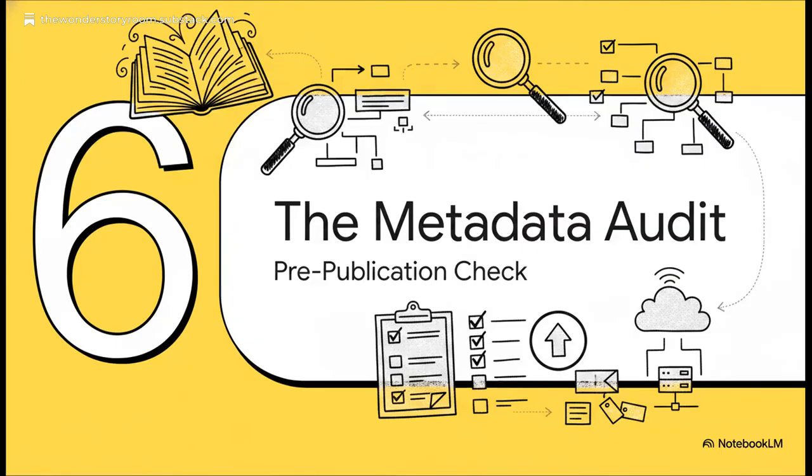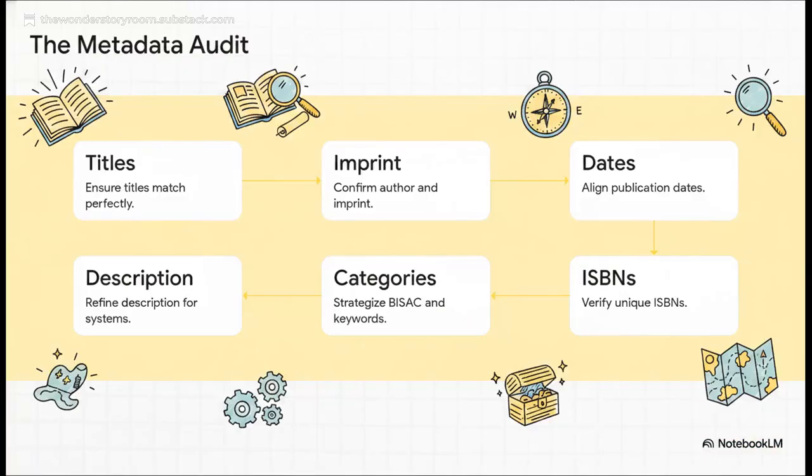Finally, Section 6, the metadata audit. This is your essential pre-publication check. Before you even think about hitting publish on any platform, you absolutely must run this metadata audit. You need to use this audit checklist to ensure complete branding consistency across all your distribution channels. Let's run through it. Step 1, ensure your title and subtitle are identical in punctuation and capitalization everywhere. A straight colon on one platform and a dash on another will create duplicate listings. Step 2, confirm your author and imprint name are perfectly consistent so your entire catalog links together seamlessly.